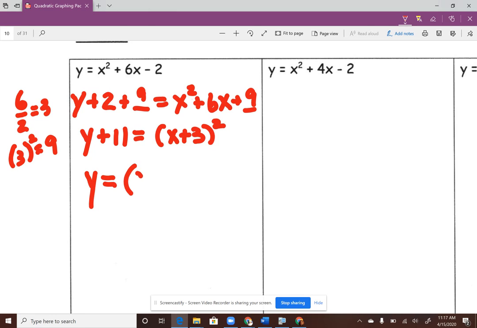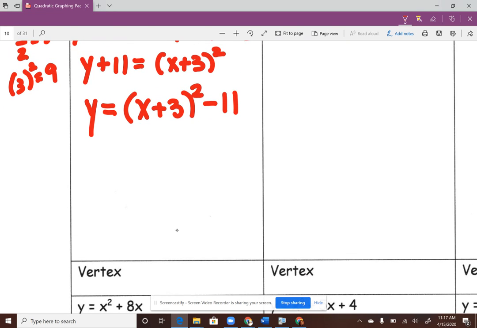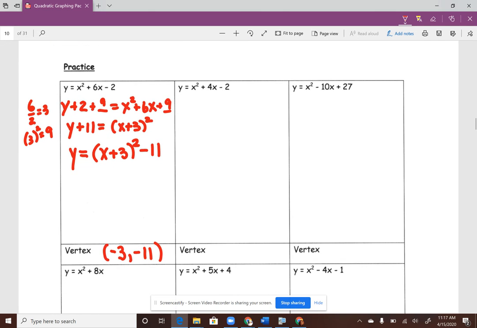If I move the 11 back to where I want it for vertex form, I have to subtract it, so I get minus 11, which makes the vertex, and this is an ordered pair, so that's a regular parentheses, -3, minus 11. And I can check this on my graphing calculator. You want to enter the original and the vertex form, verify that it is the correct vertex, and that both equations are equivalent.